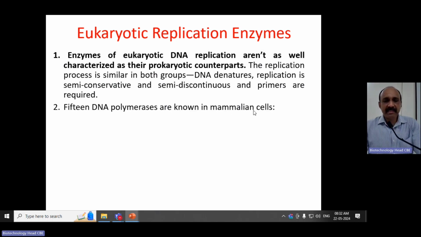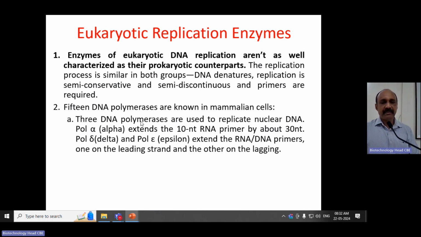In mammalian cells, there are 15 different DNA polymerases. Three of these DNA polymerases are used to replicate the nuclear DNA.